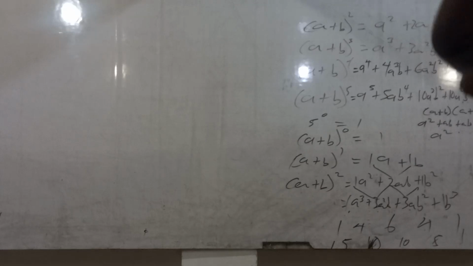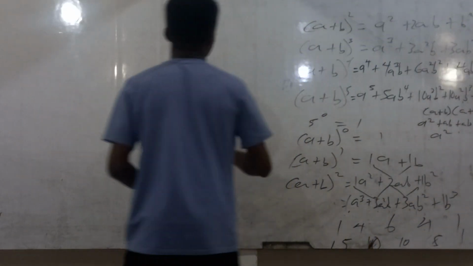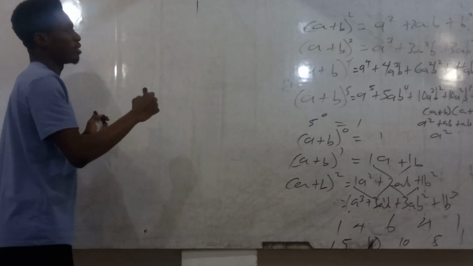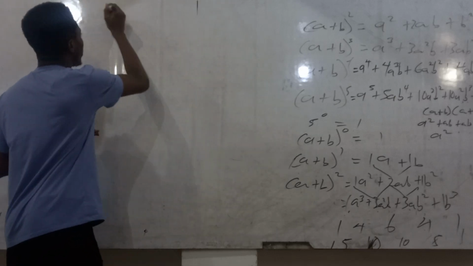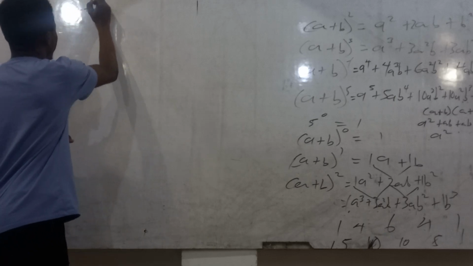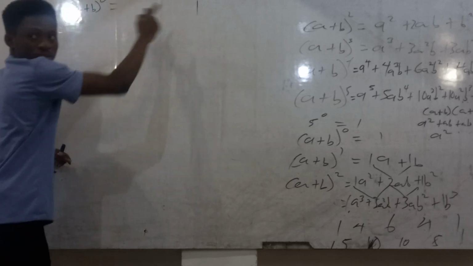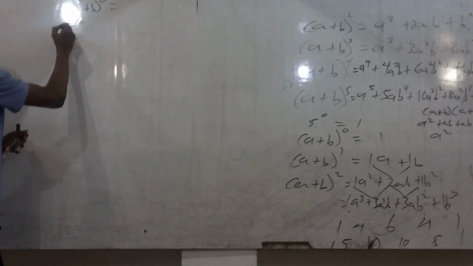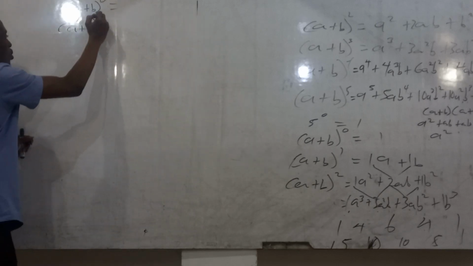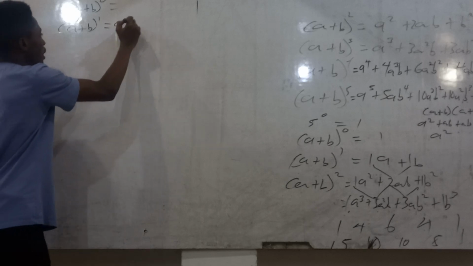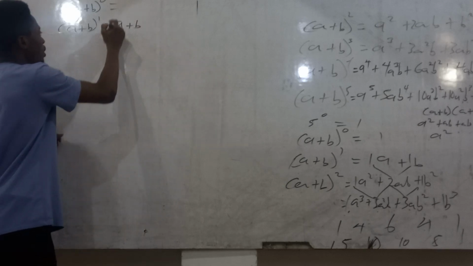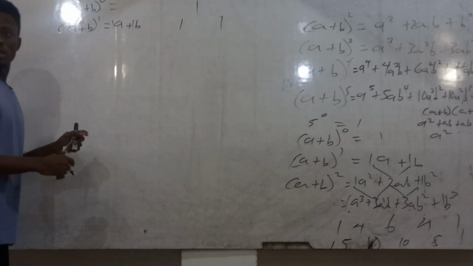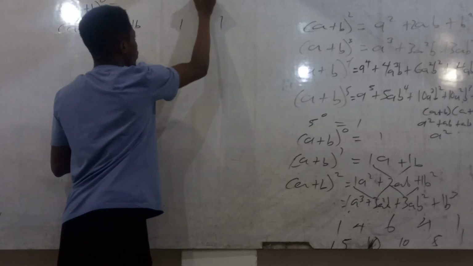Okay, so what I'm saying is that, do you realize this is how Pascal's triangle goes? When you have (a plus b) to the power 0, it is 1, because any number to the power 0 is 1. (a plus b) to the power 1, you get a plus b, and the coefficients are 1, 1. These are coefficients.